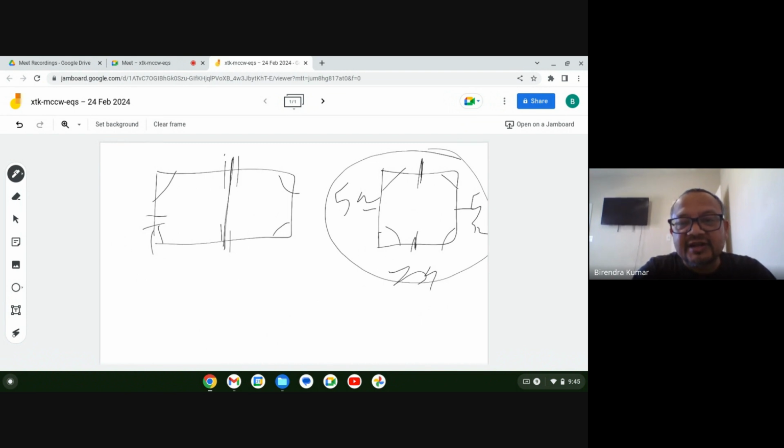So between a square and a rectangle, if you compare and say what is the difference between the two, you'll say a square has all four sides the same. A rectangle has only opposite sides the same.